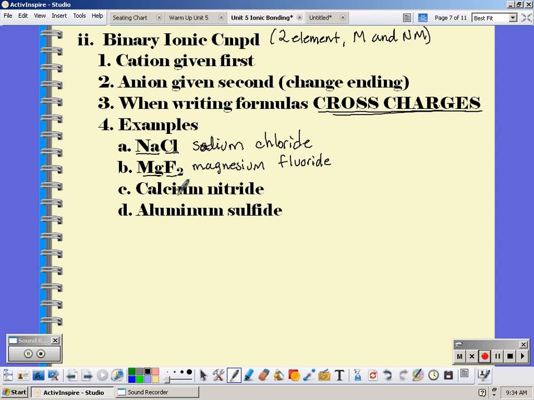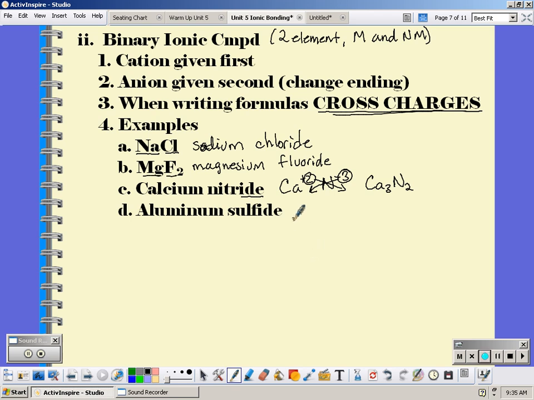Here we have names, so we want to cross our charges to write our formula. So calcium is Ca+2. Nitride, IDE, off the periodic table would be nitrogen. Nitrogen is -3. So we're going to cross the number down. The positive and negative go away because it's a neutral compound when you put a positive and negative together. So we get Ca3N2.